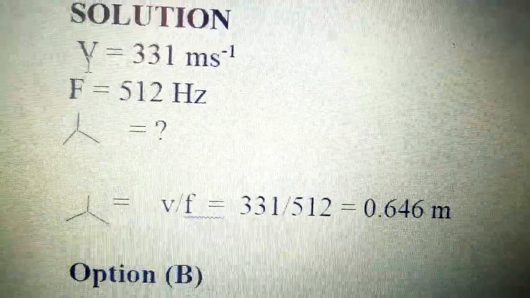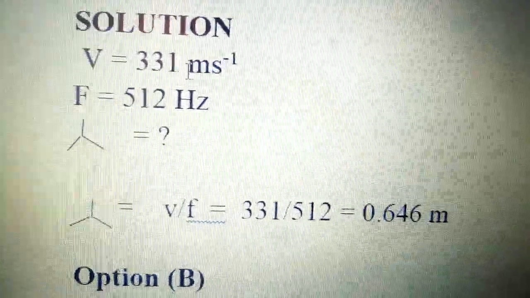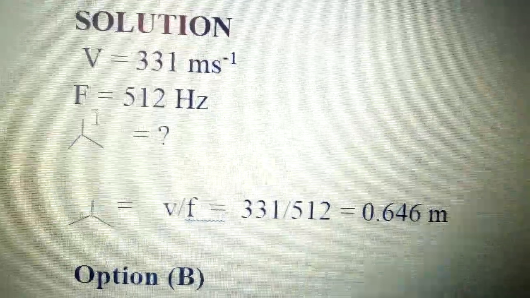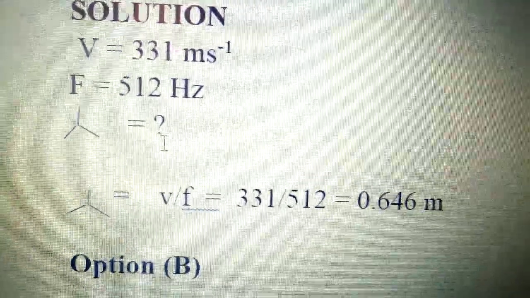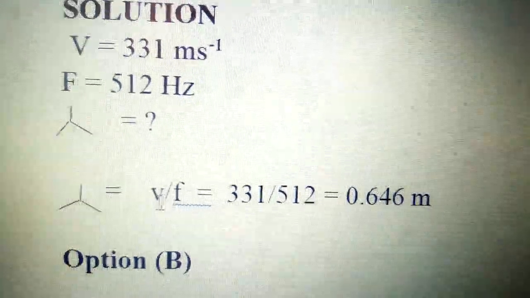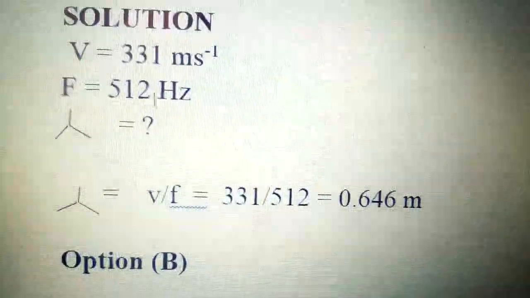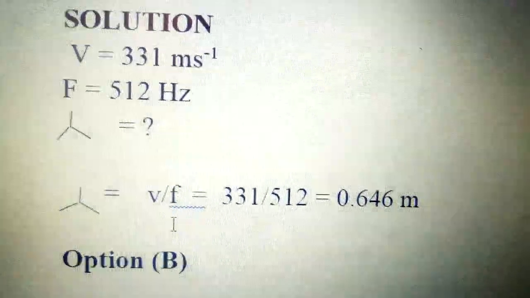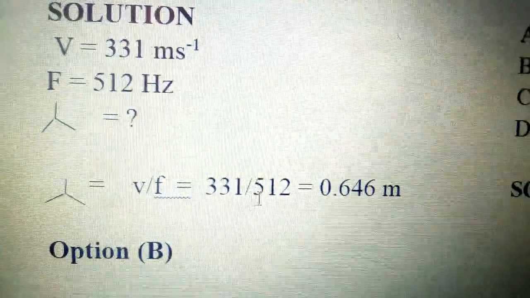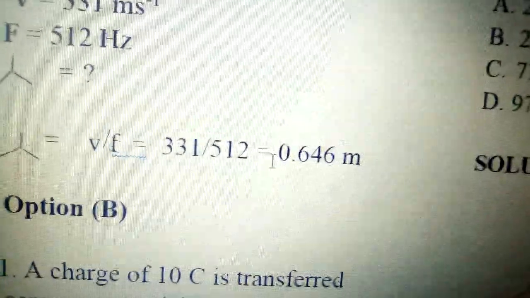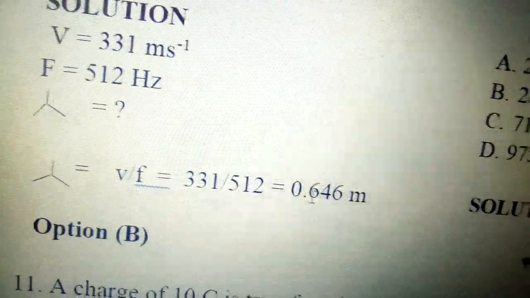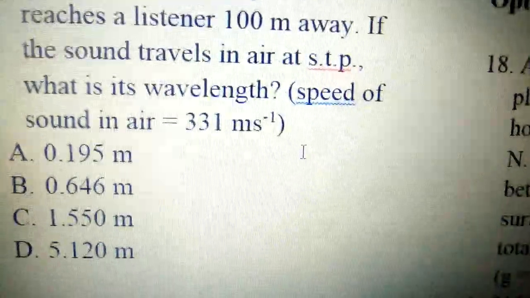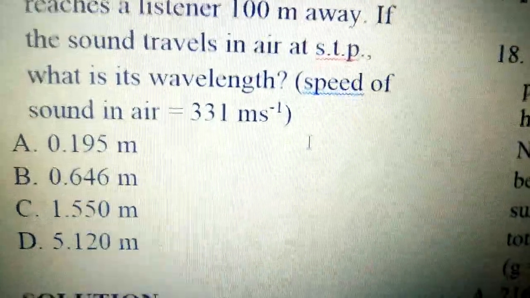The speed of sound, or velocity of sound, is 331 meters per second as given in the question. The frequency is given as 512 Hz. Wavelength is what we're looking for. Wavelength is given by velocity over frequency. Substituting the values of velocity and frequency into this formula, we have 331 over 512, and that gives us 0.646 meters. That is option B, the right answer to the question.